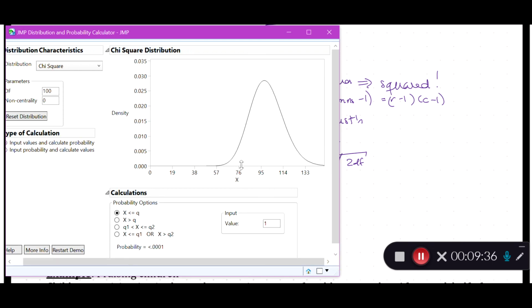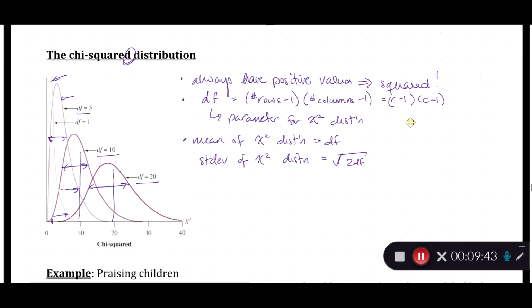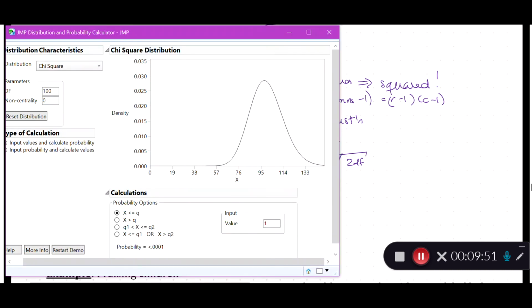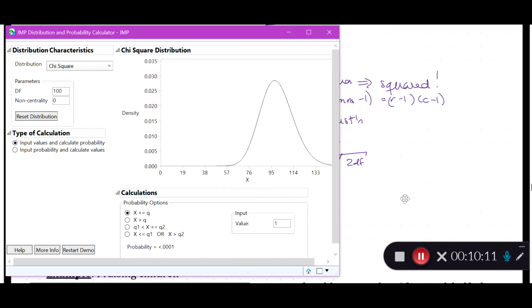So as my degrees of freedom increases, this becomes more and more unimodal and symmetric. But don't kid yourself. Remember this first rule. The chi-squared distribution will always have positive values, so it can never be perfectly symmetric. The right tail will always go on to positive infinity, and the left tail always stops at 0. I cannot have anything less than 0. So it might become approximately symmetric, but it will never be perfectly symmetric because I'm never going to go below 0 in the left tail because of that squared property.